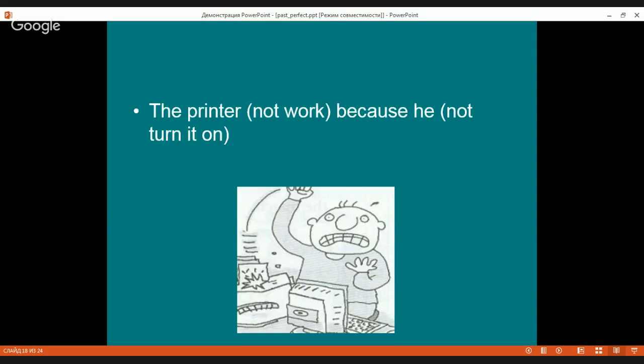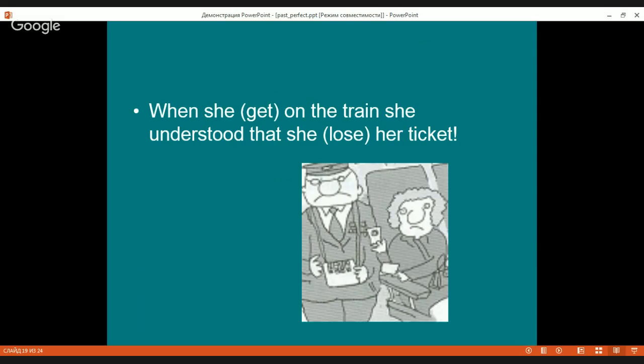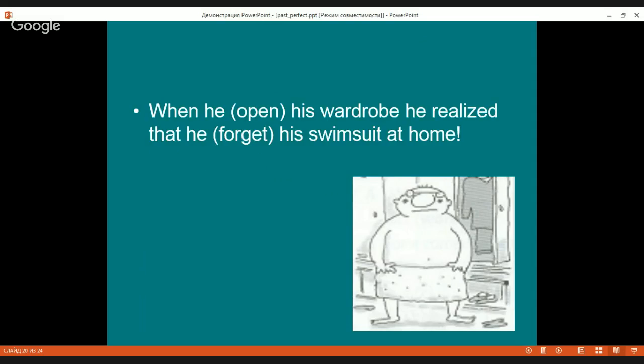Let's analyze the next one. And yes, you were right. The printer didn't work because he hadn't turned it on. Look at this old lady and the policeman. Bingo. When she got on the train, she understood that she had lost her ticket. What a pity, what an unlucky coincidence for this forgetful man. Because when he opened his wardrobe, he realized that he had forgotten his swimsuit at home.